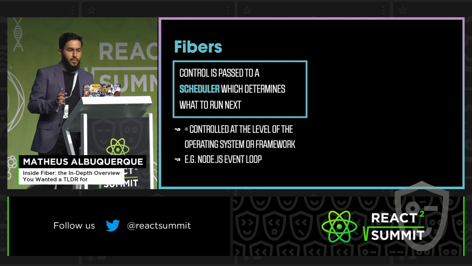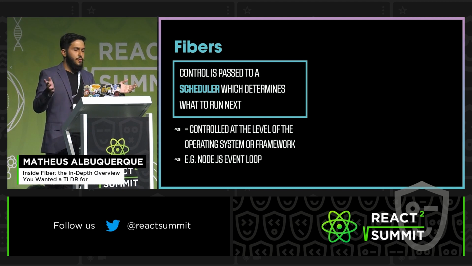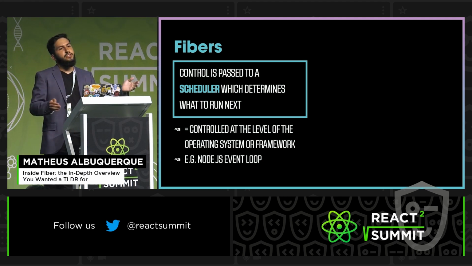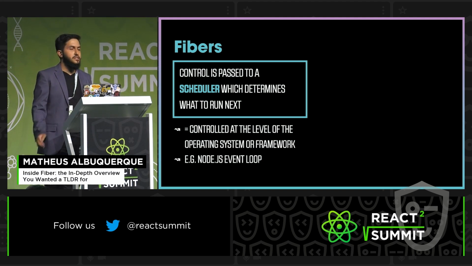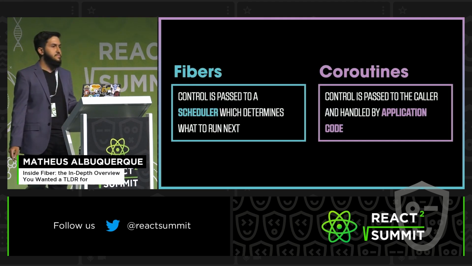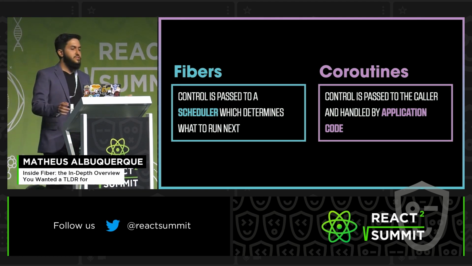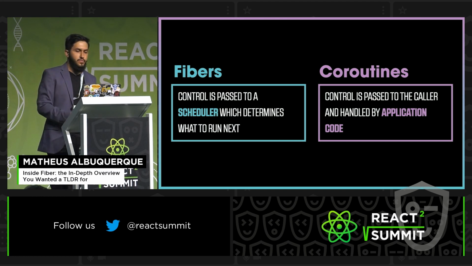So to sum up, we saw fibers. And in fibers, to summarize, we have control passed to a scheduler, for example, the React scheduler. And this scheduler is going to determine what runs next. In Node, it will be something similar. Whereas in coroutines, basically you have control passed to the caller and handled by your code, so by developer code. That's the key difference between these two.